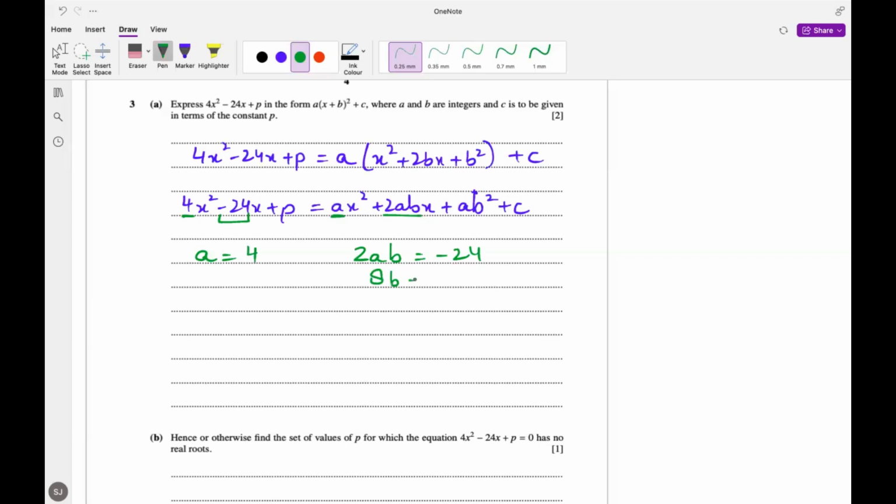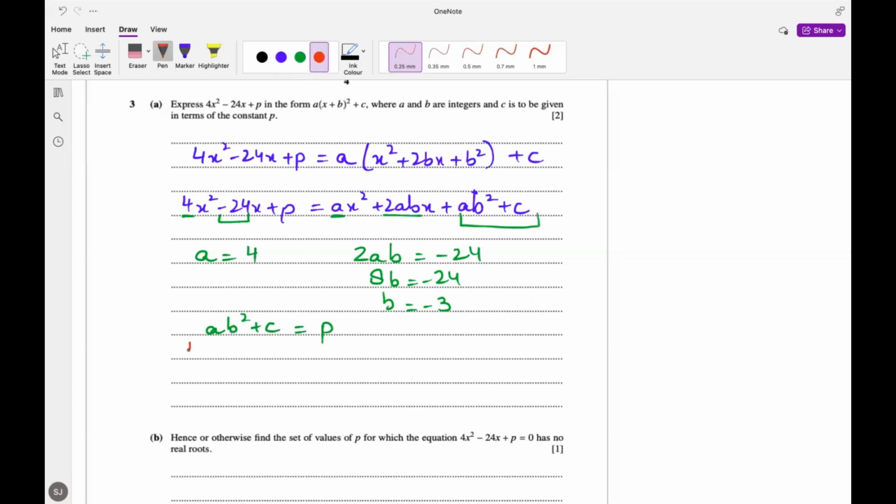So 8p is equal to minus 24. B will be equal to minus 3. Finally, to find c, we'll compare the constant terms. On the left hand side, it's p, and on the right hand side, it's ab squared plus c. So we'll put them equal to each other.